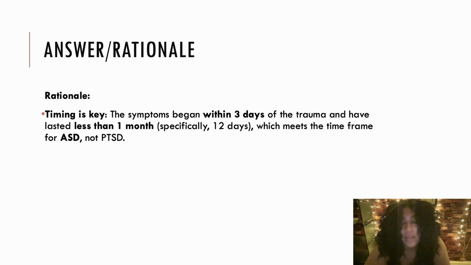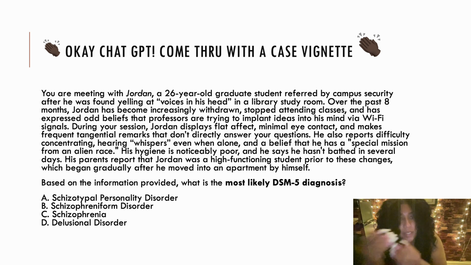Timing is key. And I love how they say that. Timing is key because the symptoms began within 3 days of the trauma and is less than 1 month, specifically the 12 days, which means the time frame for ASD and not PTSD. That's how you do it. That's how you have to look at it. Timing is key. Specifically, look at the time frame and those durations. It will lead you to your best answer.